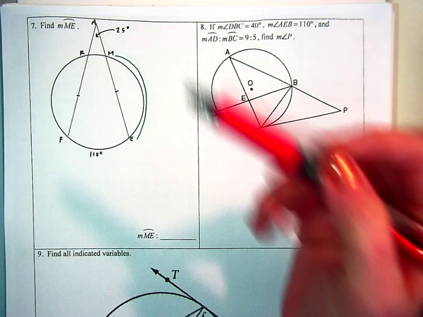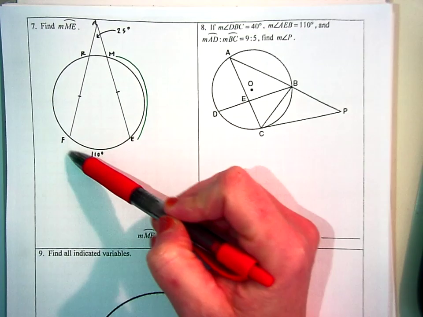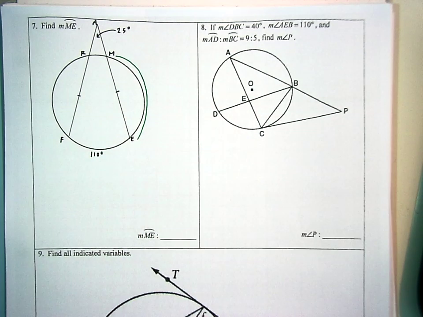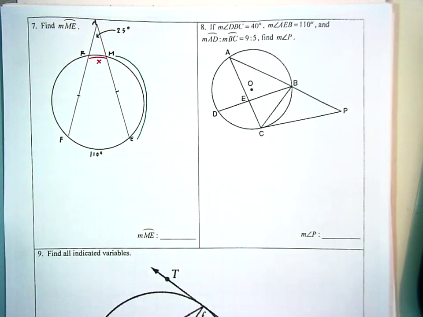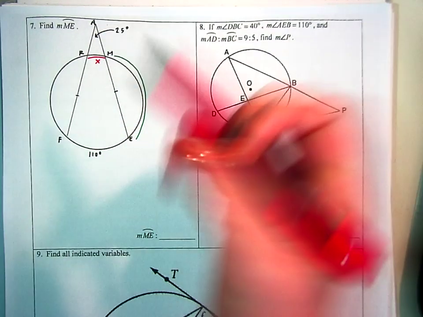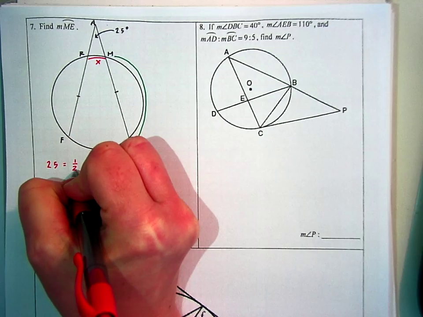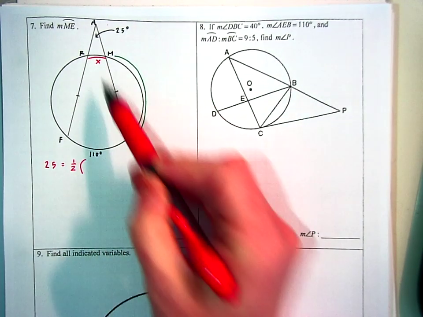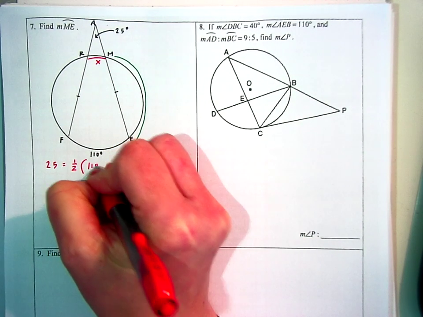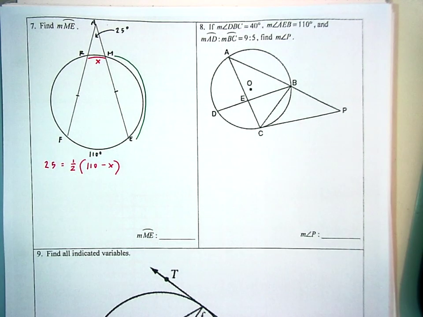So right now I see that I have an angle with its vertex outside of the circle, and I'm given the larger of the two intercepted arcs. So what I can solve for right now is this portion right here. I'll call it x. So I know that my angle, that's 25, is equal to 1/2 the difference between the intercepted arcs. And it's always the big one minus the little one. So 110 minus x.